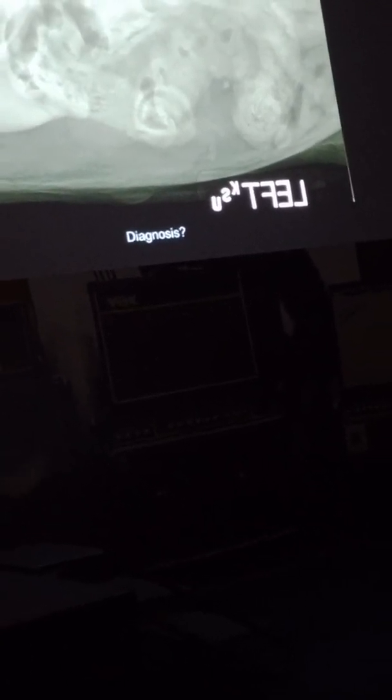Here they are. I magnified it. There's that plication. Look at the plications, the linear pattern. Look at the linear pattern. This involved almost the entire jejunum of this dog.